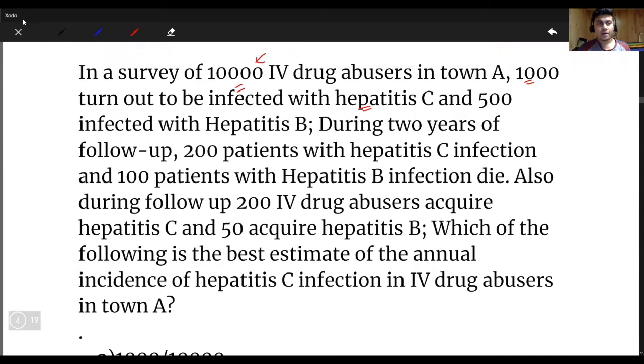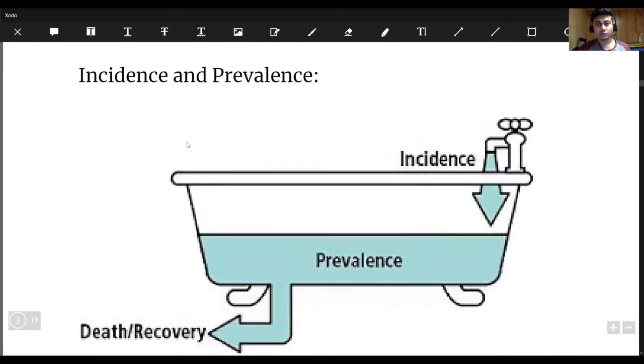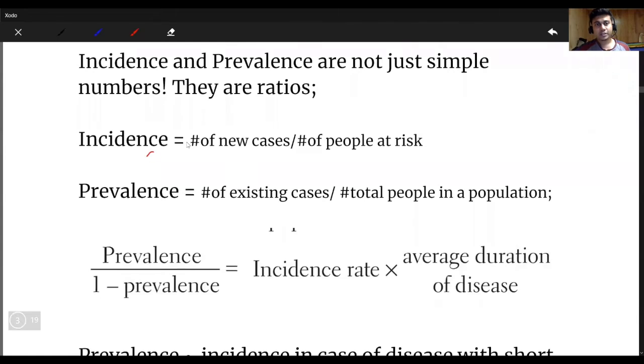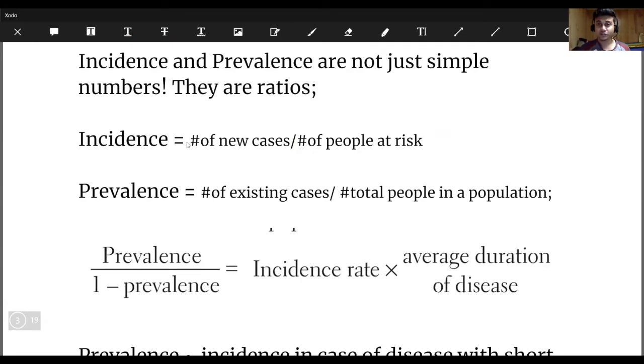So, if I go back to the incidence, as I told you earlier, look at the denominator. Here's the incidence. This is the number of new cases over the number of people at risk. What do you think? Who are the people at risk? The people who have not yet developed hepatitis C. The persons who have developed hepatitis C are already prevalent cases. The persons who have not yet are the people at risk.